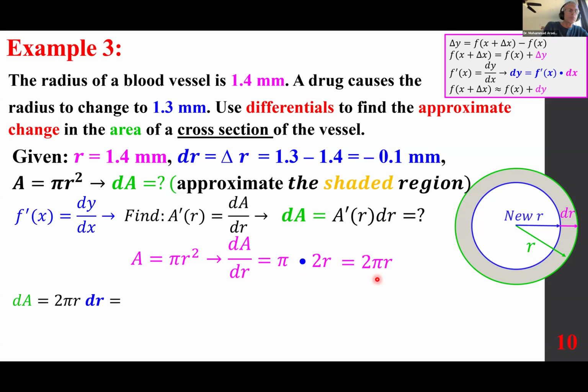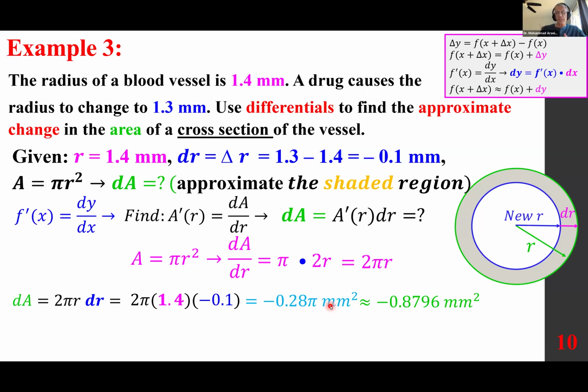We are going to plug in. r is 1.4, dr is negative 0.1. It's an easy calculation. The product of these two is 2.8. This makes it negative 0.28 pi. And the units of the area, millimeters squared. Now, you can put it into a calculator with a bunch of decimals if they ask you. If they don't, you're done here. You always show the exact answer with the pi.